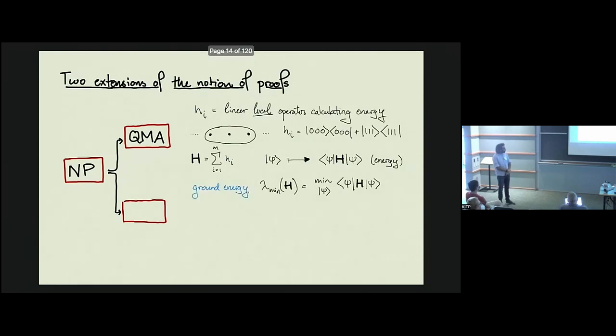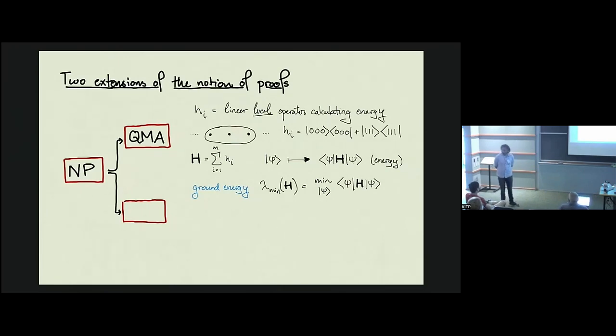Okay. And the ground energy, yeah, Vedika? So, do you need every term Hi to be individually satisfied, or do you just want to minimize the overall energy? We'll just want to minimize the overall energy in a general setting, but morally you can think of it as satisfying all of them. Yeah, so morally think of it that way. There's a little asterisk that one needs to.